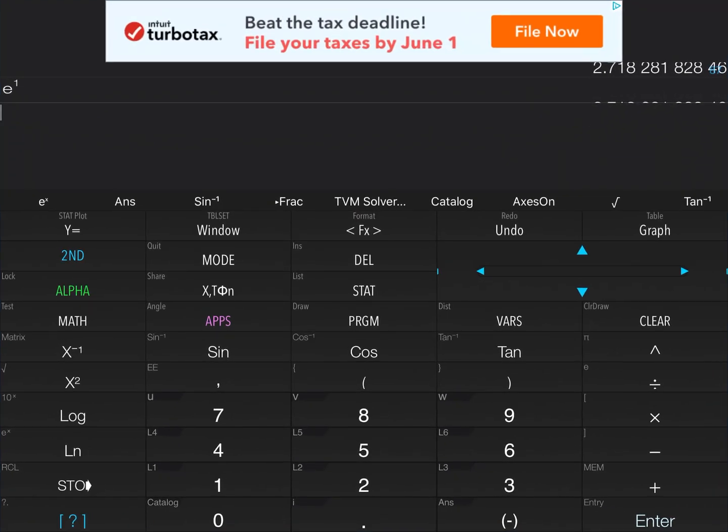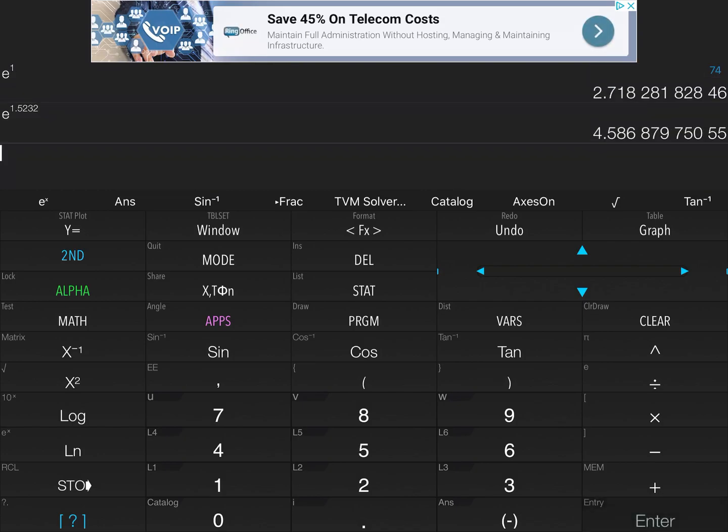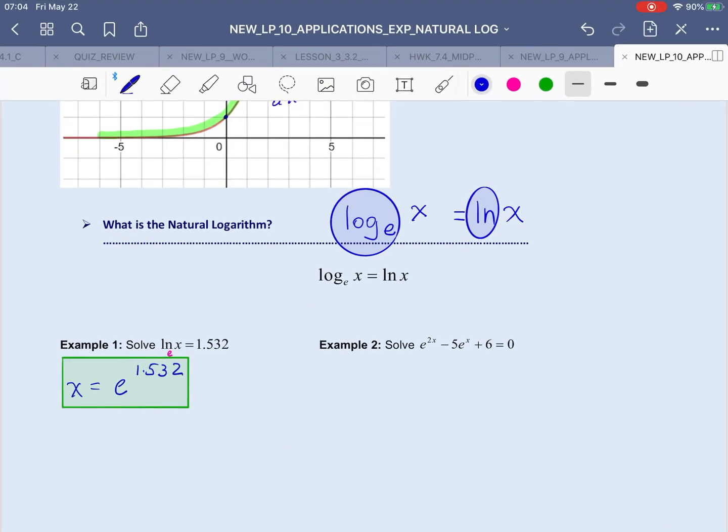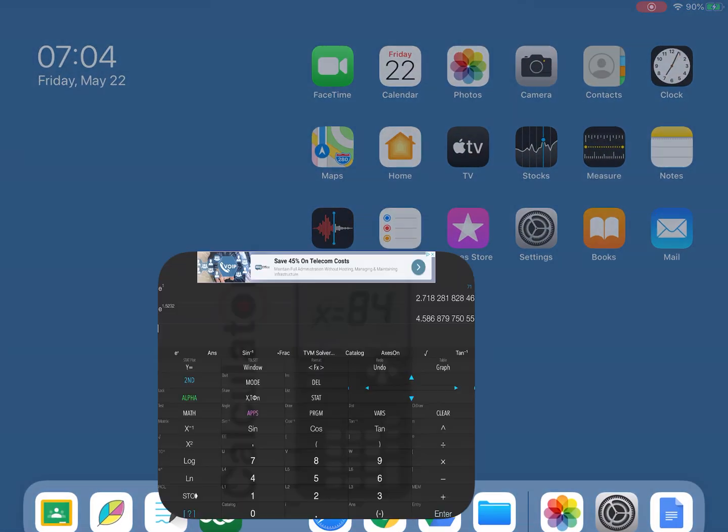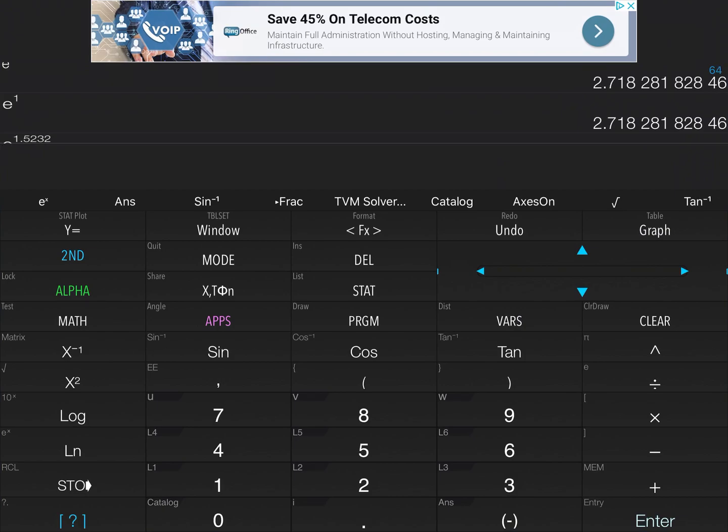So we can leave the answer in this form. But if we want to find the decimal value of it, then we can go to the calculator, grab e here, and bring it to the power of 1.532. Sorry, I'm very sorry about that. 1.532.